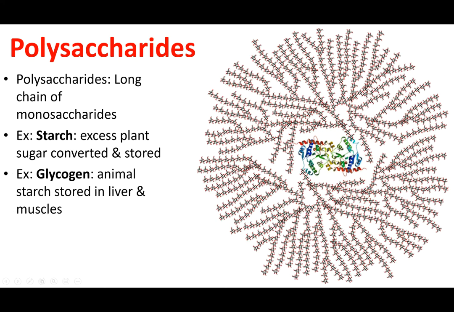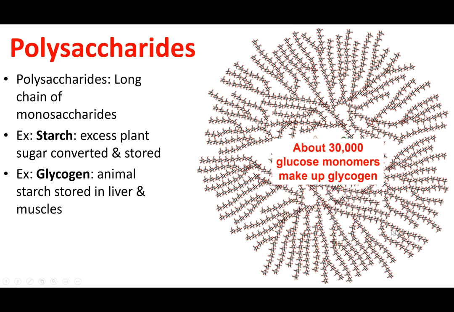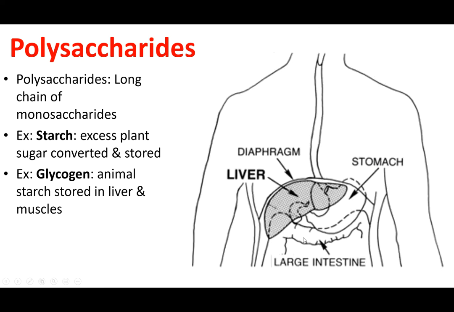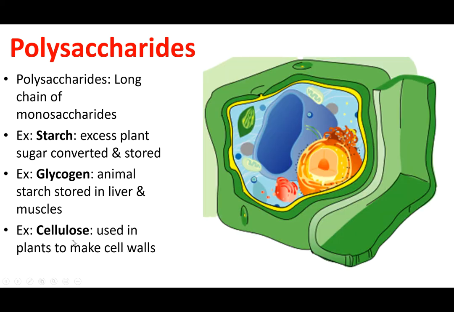Here we go, glycogen, right? So look at all these rings that are bonded together. Think about how much energy is stored in here. And if you counted all these up, 30,000 glucose monomers make up one molecule of glycogen. That's a ton. That's very, very dense, very high energy molecule. So we store glycogen in our liver. We talked about cellulose, right? That's a polysaccharide, and it's used to make cell walls.